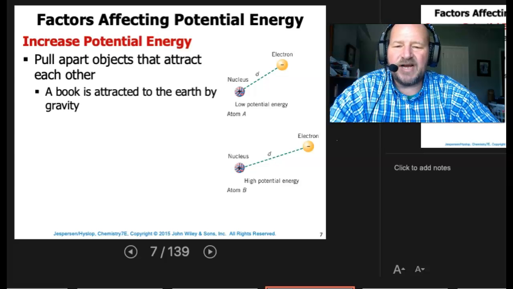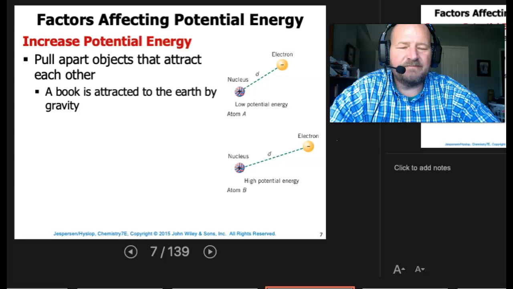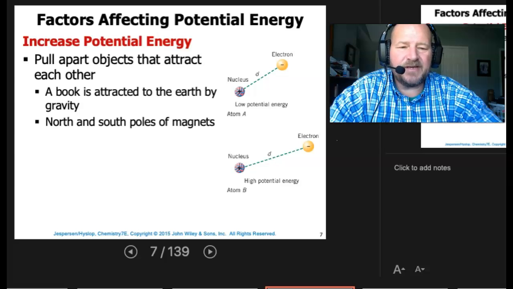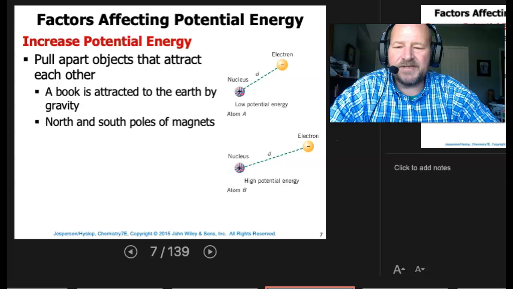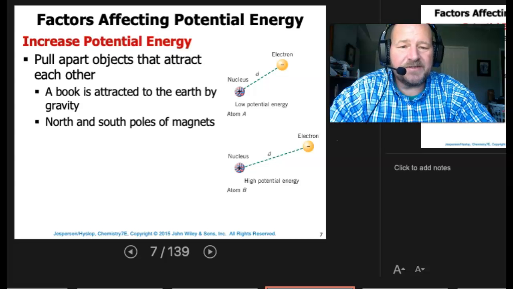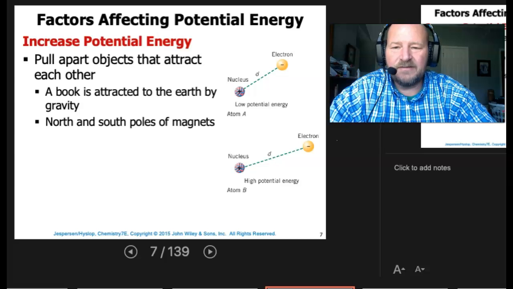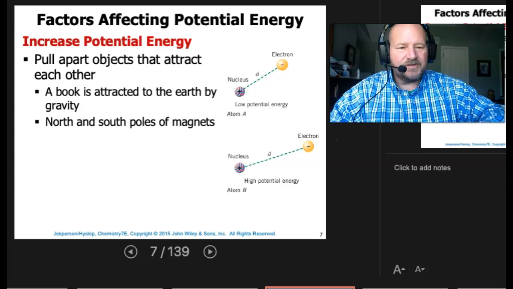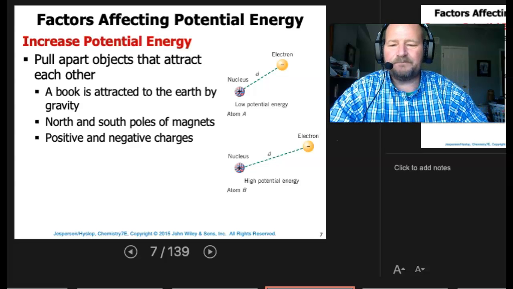A book is attracted to the earth by gravity. And of course, if we take magnets, this is probably easily seen. North and south poles of magnets, if I try to push those near each other, they repel or they attract, right? So in this case, north and south would attract, opposites attract. And so if I'm trying to pull them apart, then that means the attraction is going to be strong and then slowly weaken out, right?